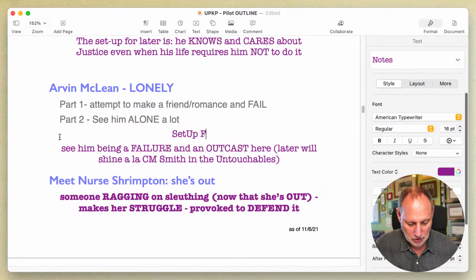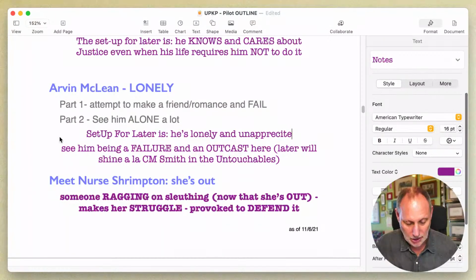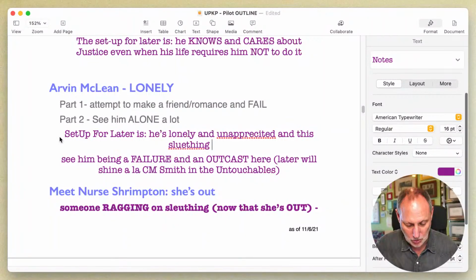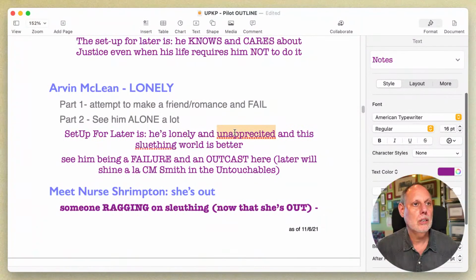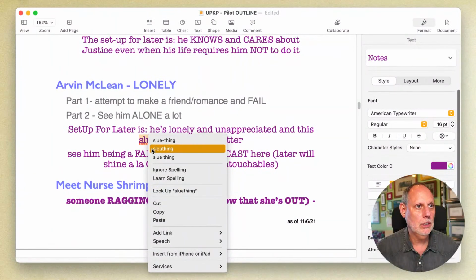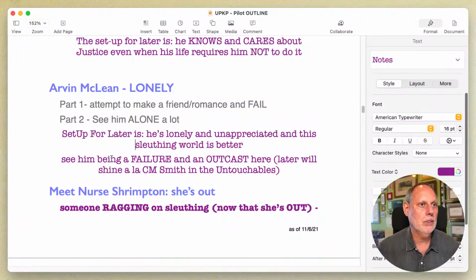The setup for later is he's lonely and unappreciated, and this sleuthing world is better for him. And now things are better.